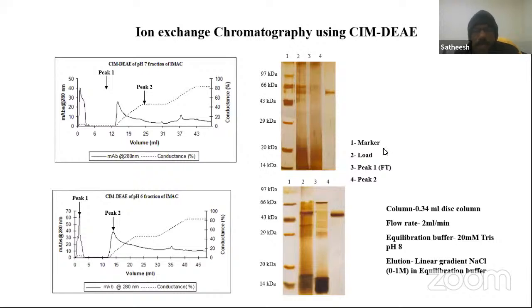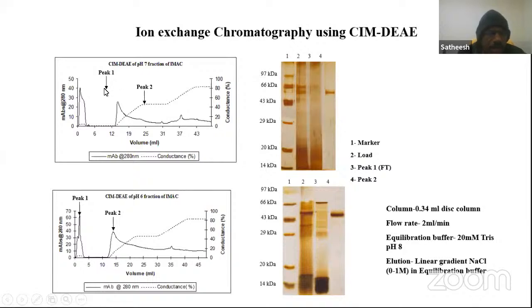You will be eluting it out, and you can see the elution. The first lane is the marker, the second one is the load, the third is peak 1, and the fourth is peak 2. So you have a peak 1 and a peak 2, where you can see that there is a single band. In both cases, a single band is present in peak 2.